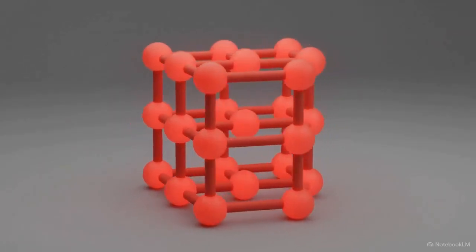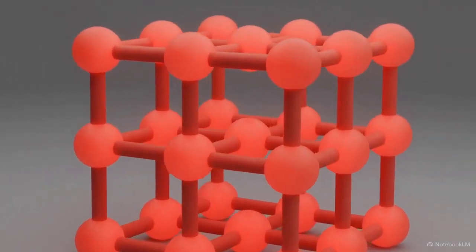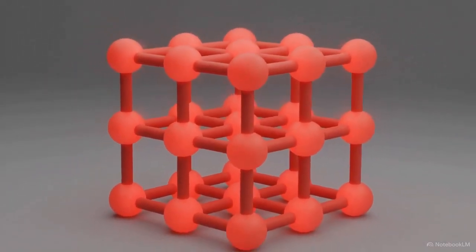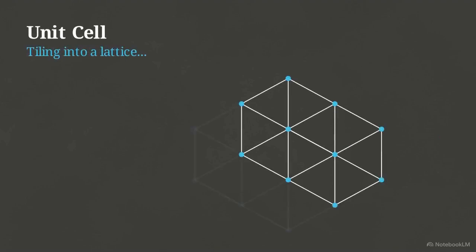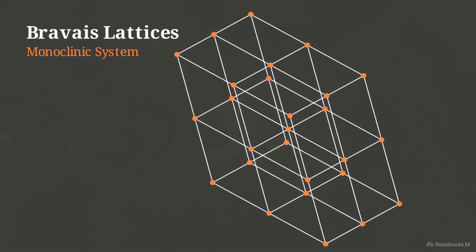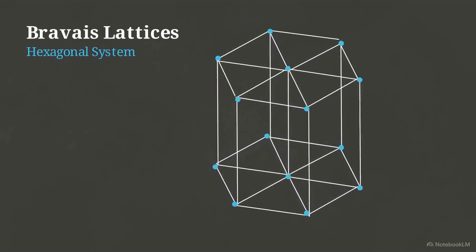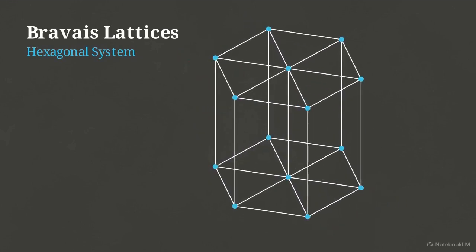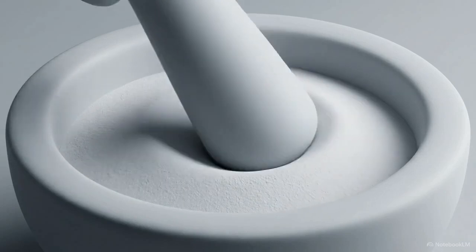Before we can resolve these structures, we have to solve a preparation problem. Chaotic matter must be organized into a highly specific geometric target. In solid-state chemistry, a unit cell is the smallest repeating block of a crystal lattice that, when tiled, generates the entire structure. These blocks stack into a limited number of mathematical configurations, known as Bravais lattices, like the hexagonal or monoclinic system seen here. To create these materials, researchers use the ceramic method.